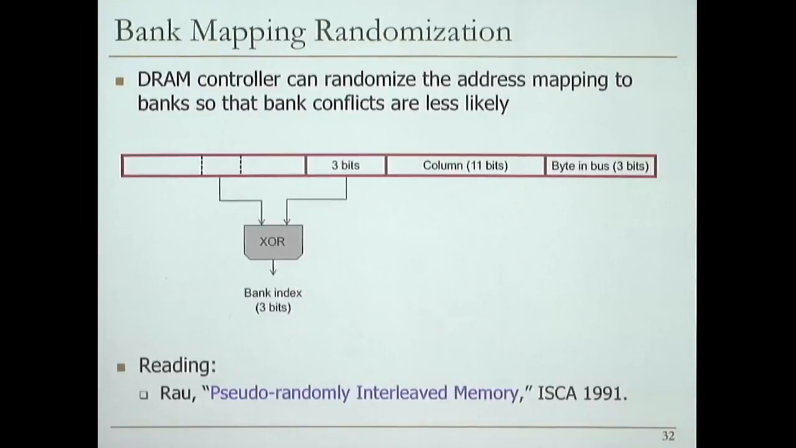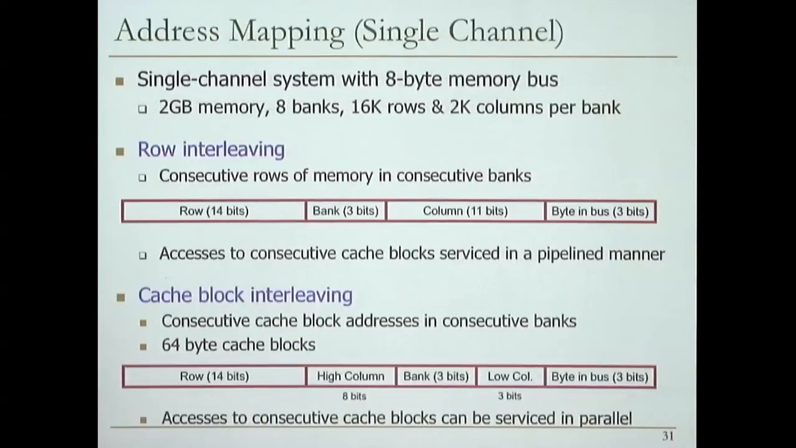OK, so what a lot of memory controllers today do is to try to reduce bank conflicts as much as possible. So one example of what they do is they can randomize the address mapping so that bank conflicts are less likely by XORing some bits of the address. So this is one example. Oh, OK, let me go back over here.